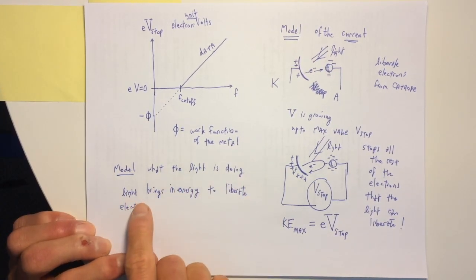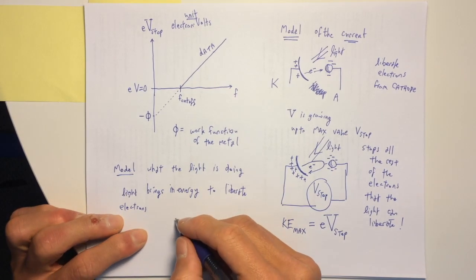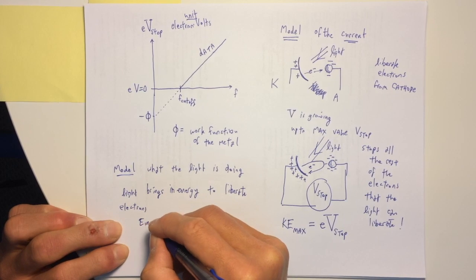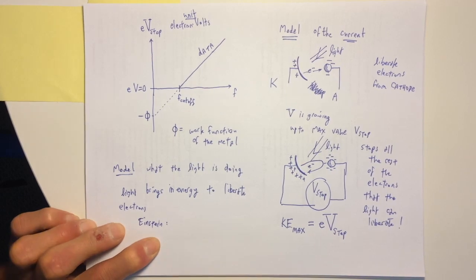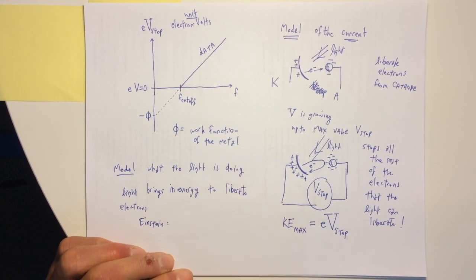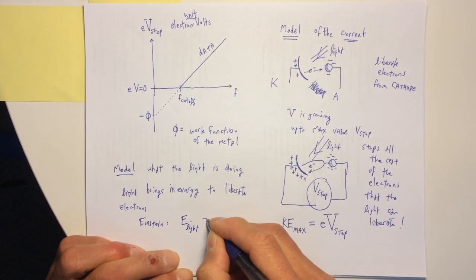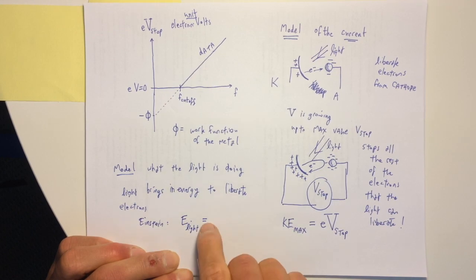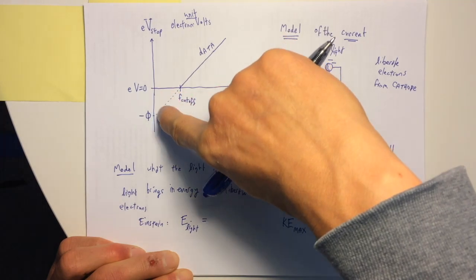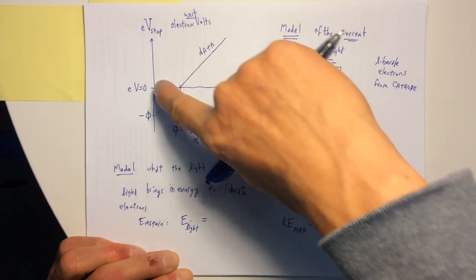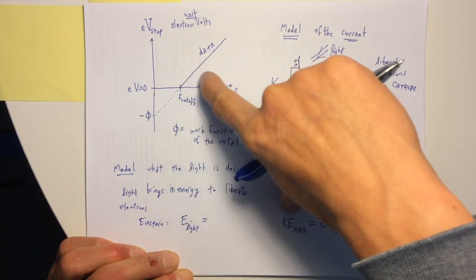So what the light is doing is light brings in energy to liberate electrons. And here is how Einstein envisioned it, and maybe some other people too, but Einstein gave us this model. Einstein said that the energy brought in by light has two jobs to do. It has to fulfill this energy payment, right? This is just getting the electron up out against the work function of the metal. It's to remove the electron.